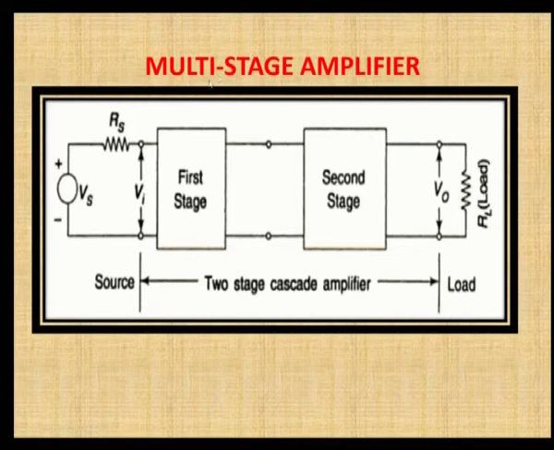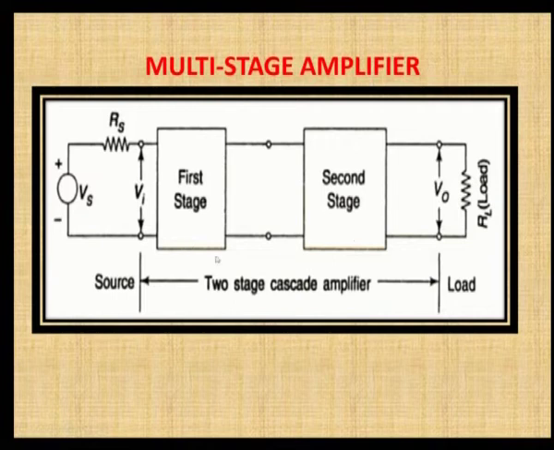So, this is the general block diagram of a multi-stage amplifier. The voltage source is given through the resistance Rs. This is the first stage. The output of the first stage is given as the input of the next stage, and after that you take the output through the resistance RL.